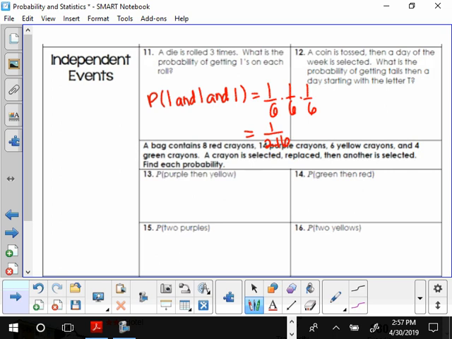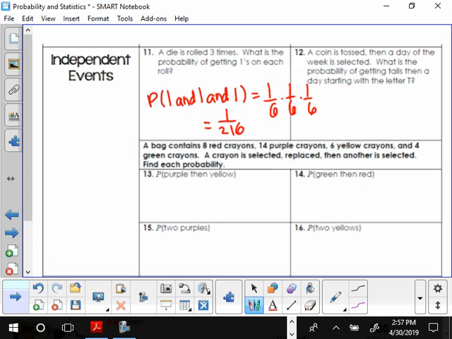Okay, so the top is going to be 1 times 1 times 1. The bottom is going to be 6 times 6 times 6. 6 times 6 is 36. 36 times 6. Y'all have a tendency to put 18. I realize that. But that's not what we're doing. Okay, so this one, 1 divided by 216.